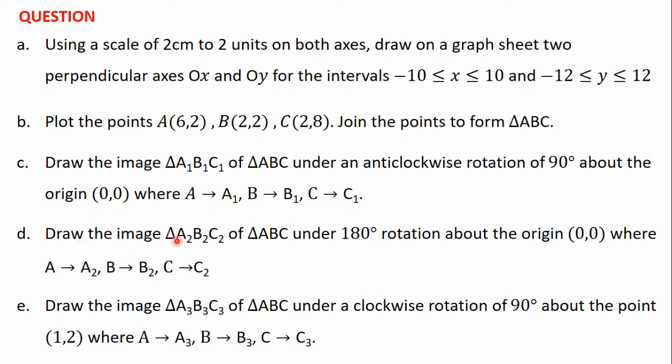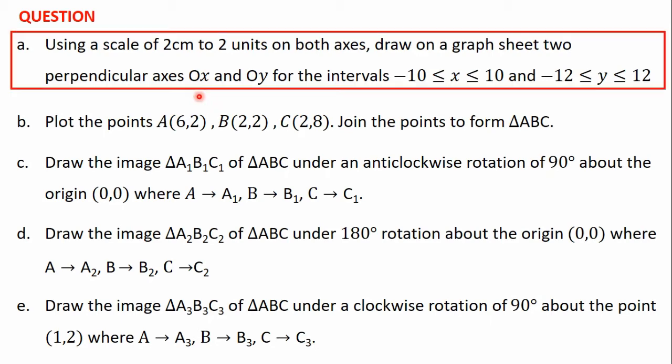D. Draw the image triangle A2, B2, C2 of triangle ABC under a 180 degrees rotation about the origin O, where A maps to A2, B maps to B2, and C maps to C2. And E. Draw the image triangle A3, B3, C3 of triangle ABC under a clockwise rotation of 90 degrees about the point 1, 2, where A maps to A3, B maps to B3, and C maps to C3. So this is the question.